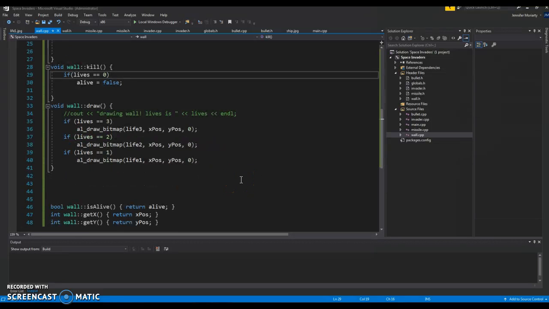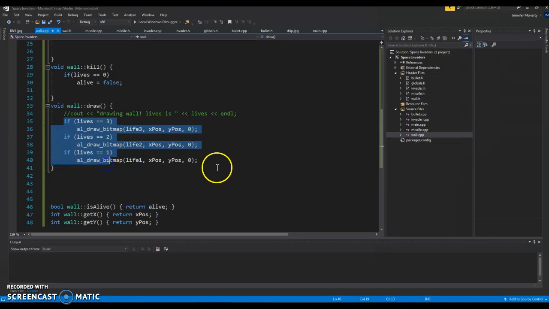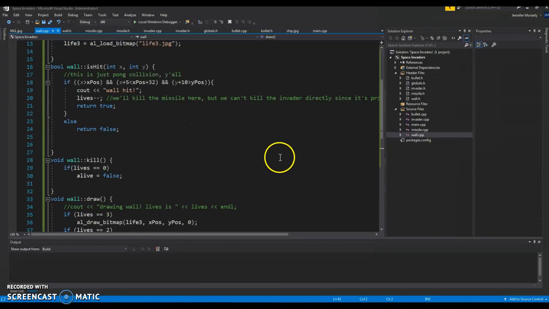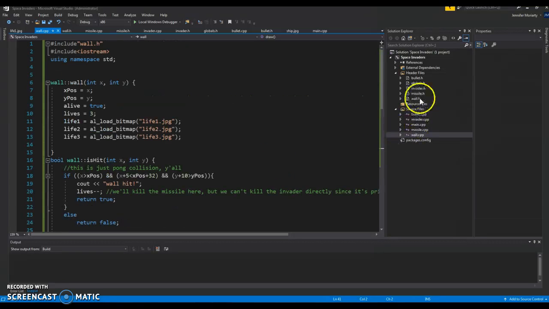Okay, then what happens here is this is the drawing function, and it's going to draw one of those 3 pictures depending on how many lives it has. And yeah, that's pretty much it for the wall function. So let me show you how I set it up inside main here.